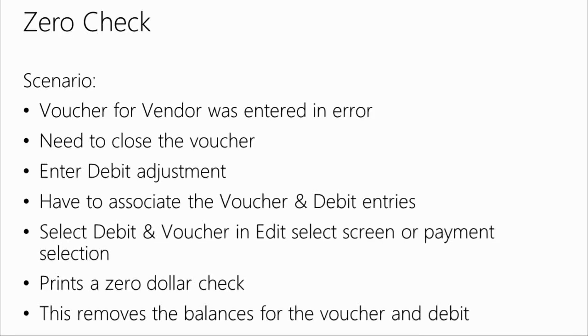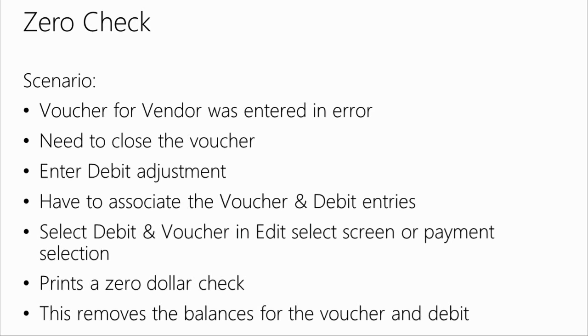So just to talk about this scenario, this is a common question: how do I get rid of that? The way that we do it in the system is that if you have your voucher in the system and it was entered in error and you want to close that voucher, you can enter a debit adjustment for the exact same amount. And then you select both of those items when you're doing the payment selection process. So when we go into payment selection, we're going to choose the voucher and we're going to choose the debit.